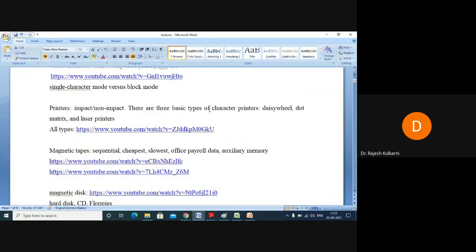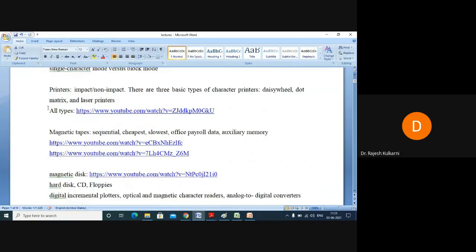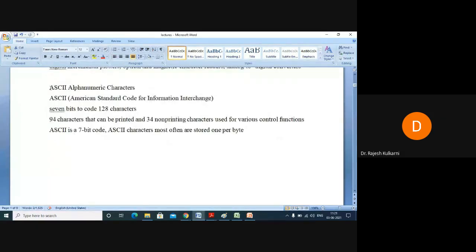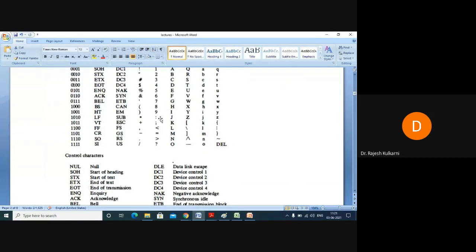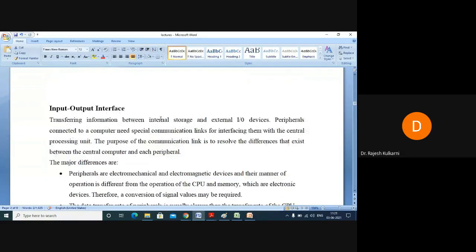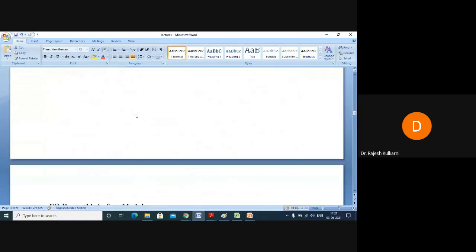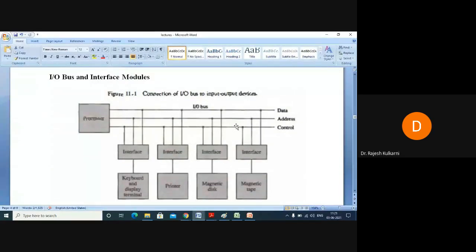So as you can see, we had started unit 2, which is input output organization and IO interface. Initially, we referred to peripheral devices like keyboard, monitor, printers, magnetic tapes, hard disk. Then we tried to understand ASCII characteristics and importance. This ASCII table we referred. Then we started input output interface, and this is the diagram we had referred to.